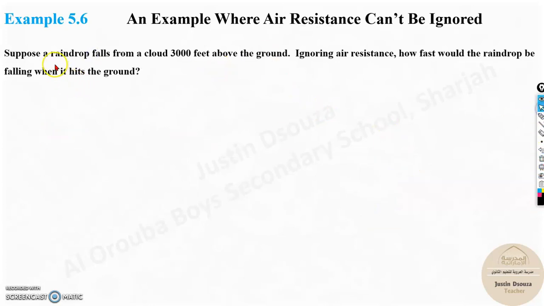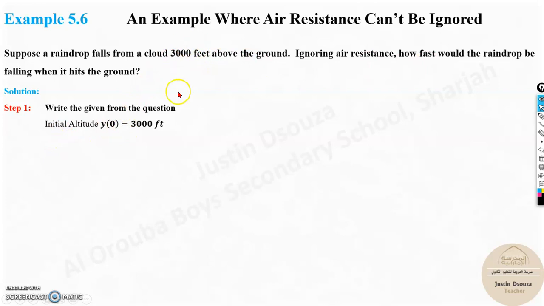Now, let us take a raindrop, a small raindrop. Let us see what happens if we ignore the air resistance. The question is, suppose a raindrop falls from a cloud 3000 feet above the ground, ignoring air resistance, how fast would the raindrop be falling when it hits the ground? Same thing as in the previous problems, so I will quickly skim through these. Initial altitude is given as 3000 feet, that is y of 0. Then initial velocity is 0, because it's not mentioned and it is starting from 3000 feet above.